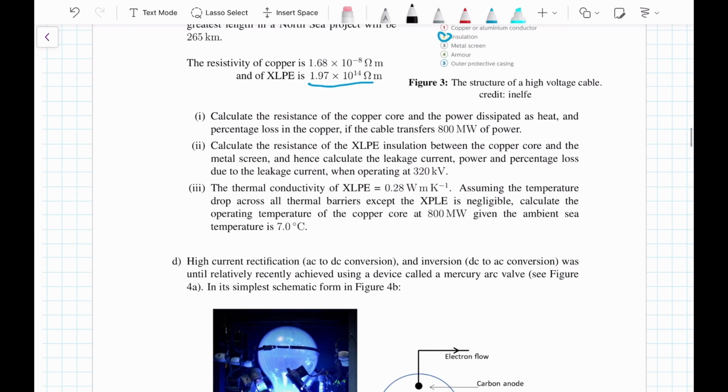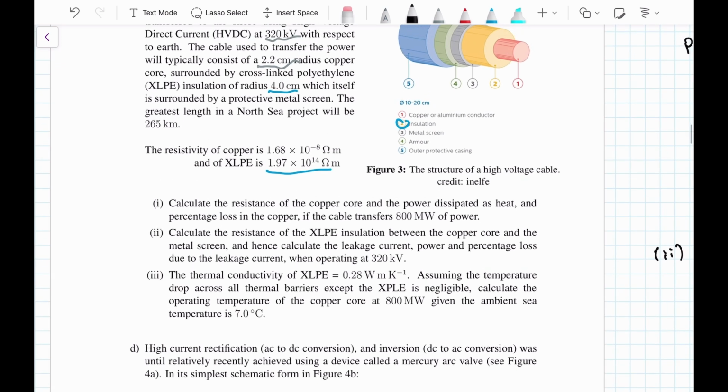So part 3 says the thermal conductivity of XLPE is equal to 0.28 watts per meter per Kelvin. Okay, thermal conductivity. And the temperature drop across all thermal barriers except XLPE is negligible. So calculate the operating temperature of the copper core at 800 megawatts given the ambient temperature is 7 degrees Celsius.